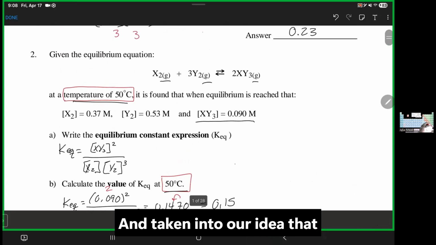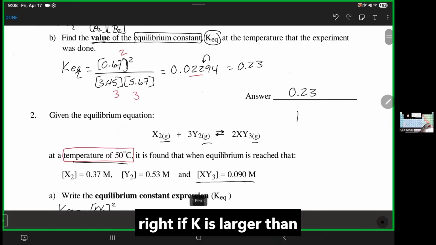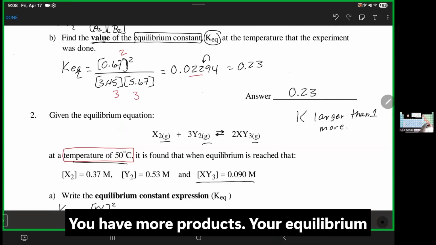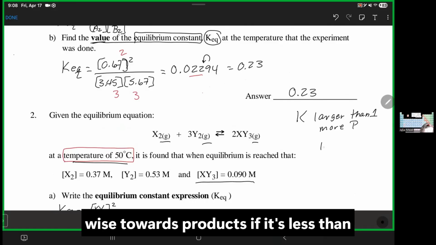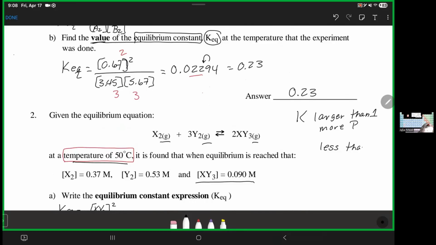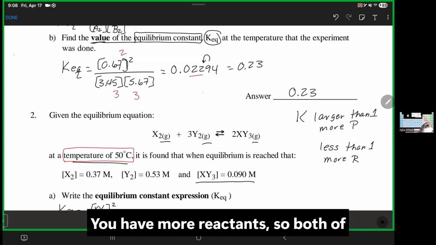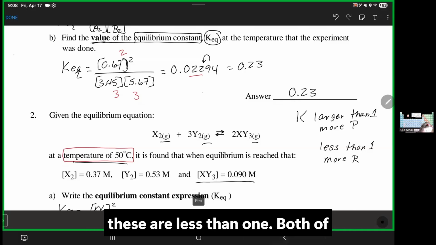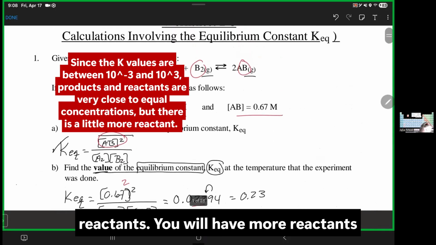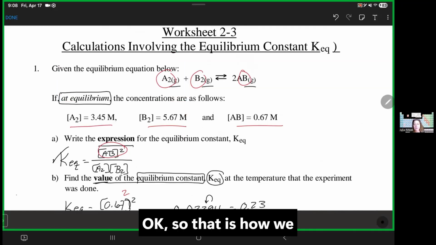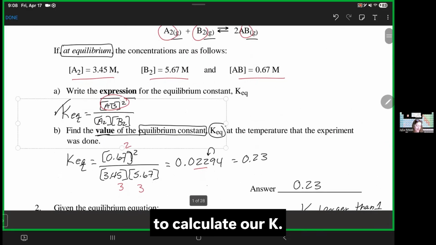And taking into our idea that, right, if K is larger than 1, you have more products. Your equilibrium lies towards products. If it's less than 1, your equilibrium lies towards reactants. You have more reactants. So both of these are less than 1. Both of them, the equilibrium lies towards more reactants. You will have more reactants at equilibrium than products. Okay? So that is how we use the values given to us to calculate our K.